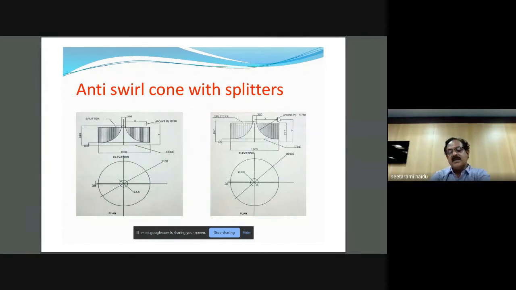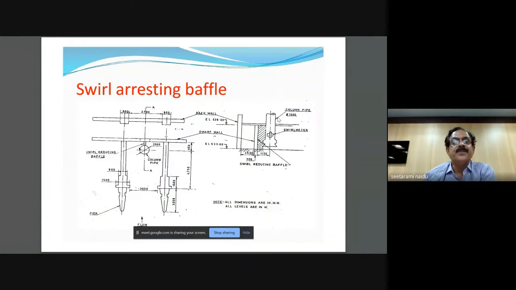Then what are the remedial measures to smoothen the flow? We have suggested an anti-swirl cone, a cone like this with 2 wings, kept beneath the suction pipe so that it will kill the circulation. I think you are able to appreciate the construction of the anti-swirl cone.